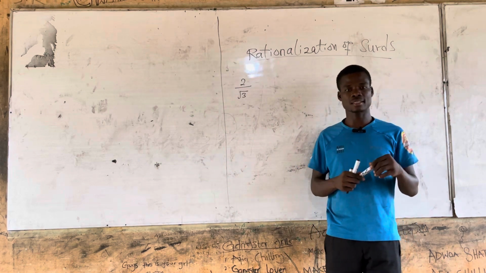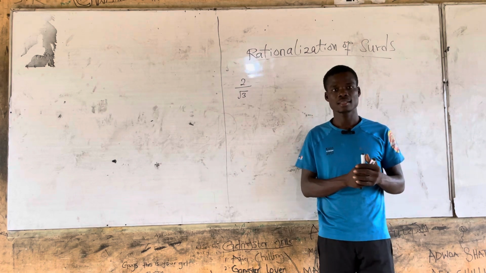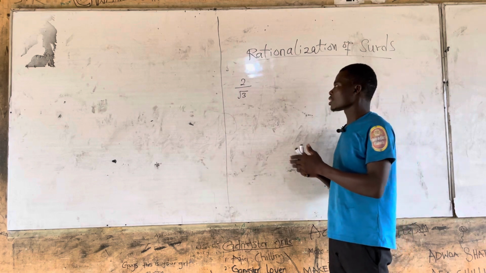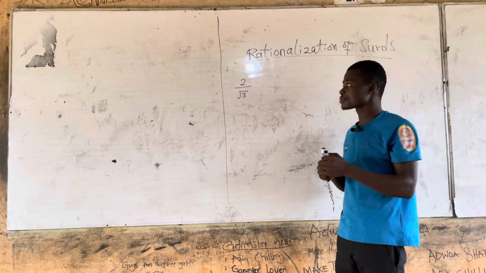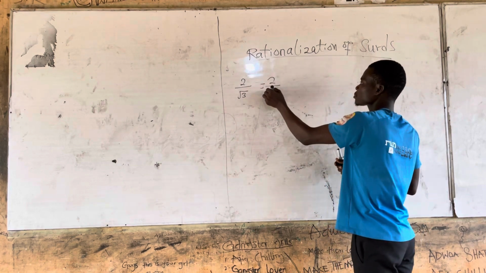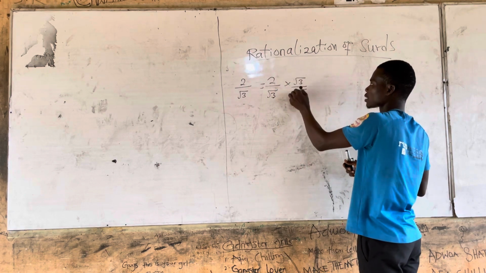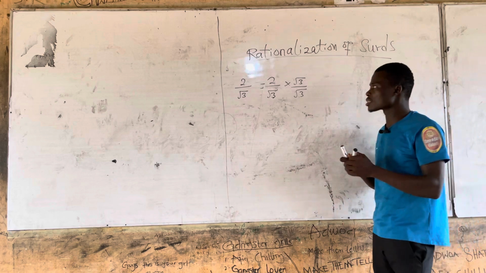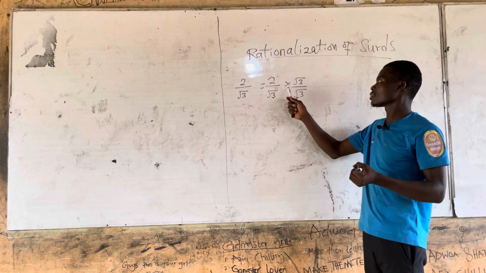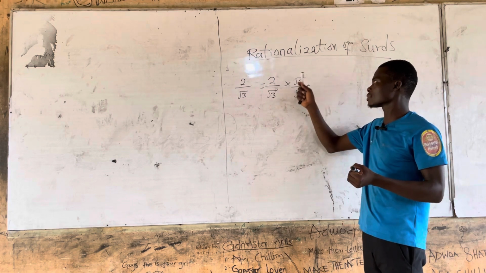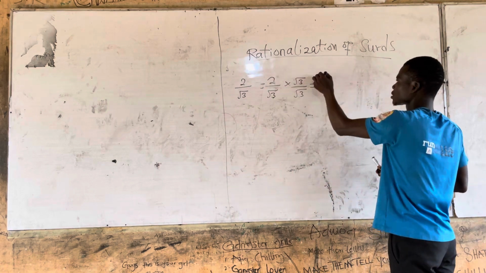The main idea is that we have to get rid of the square root at the denominator side. So for us to get rid of the square root at the denominator side, we have to multiply by root 3 over root 3. We take the fraction and multiply it by 1, numerator and denominator. Then 2 times root 3, we are going to get 2 root of what?